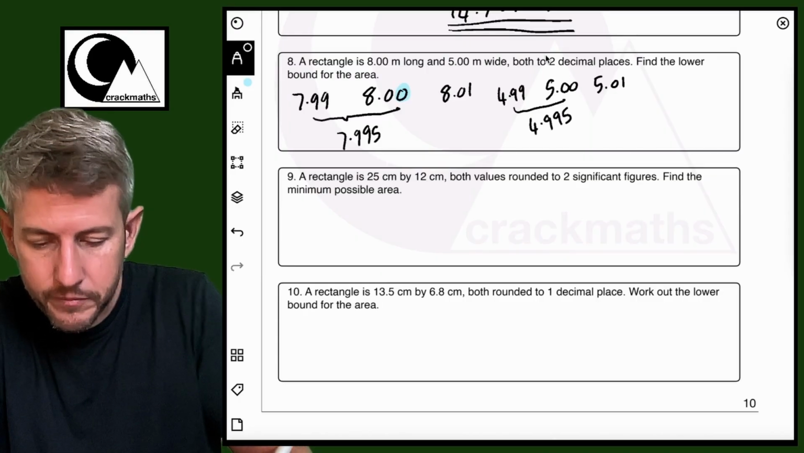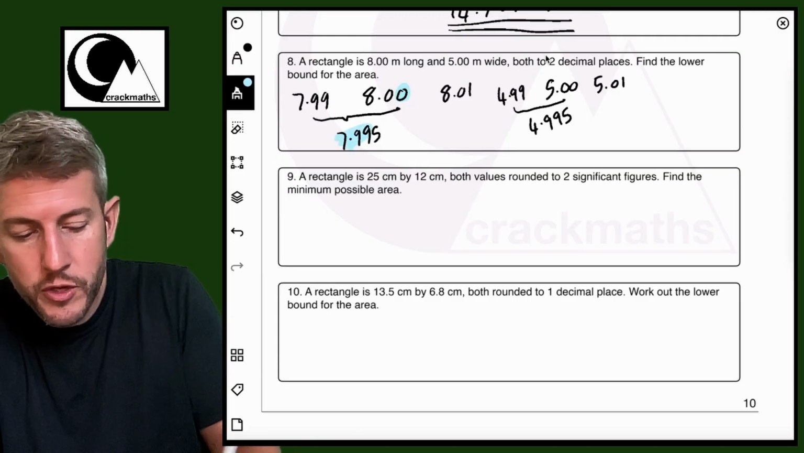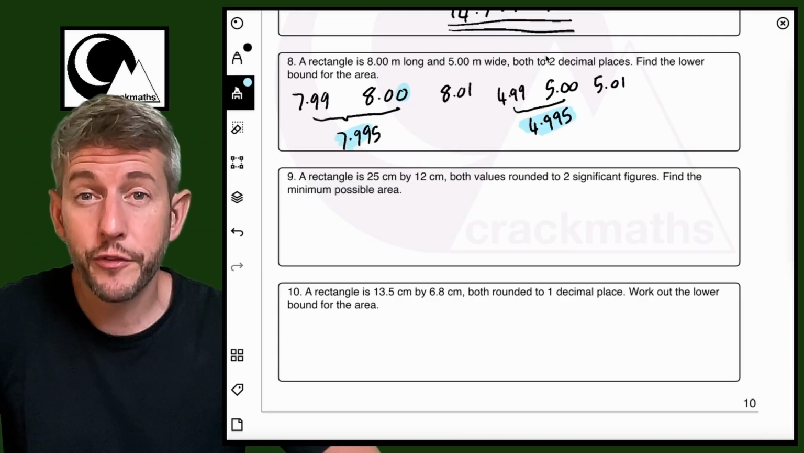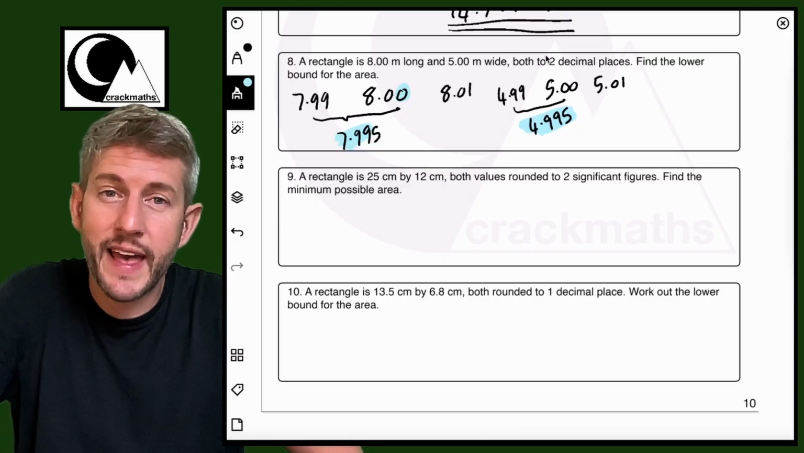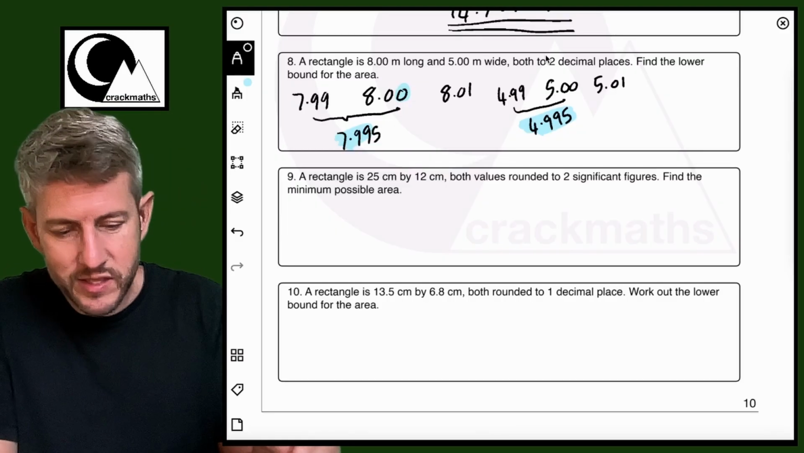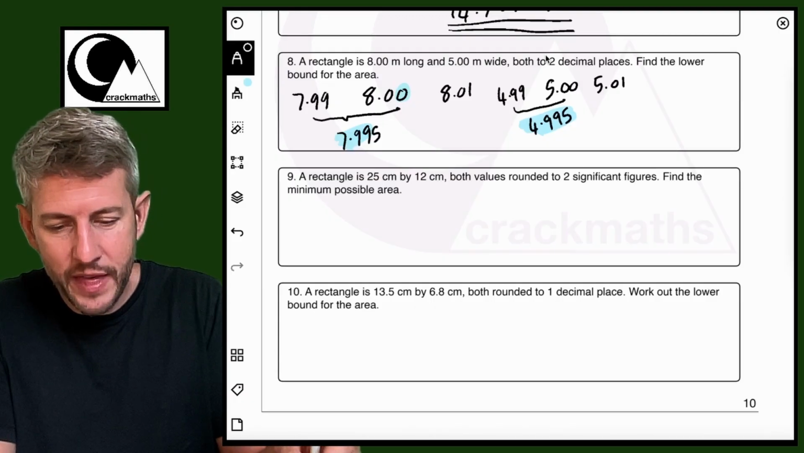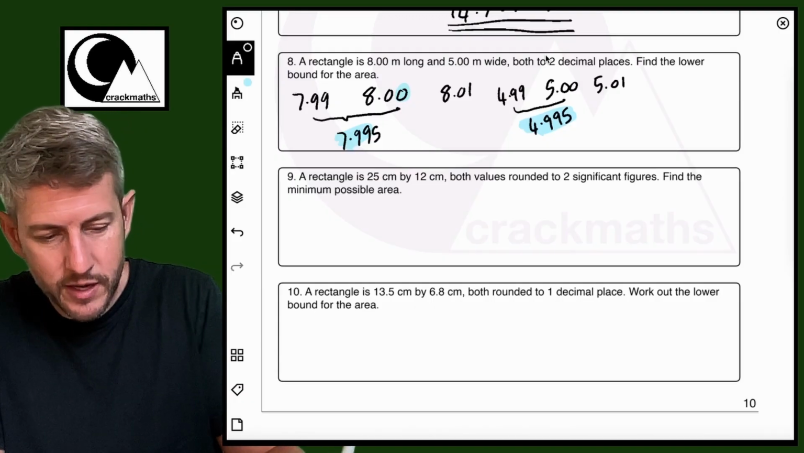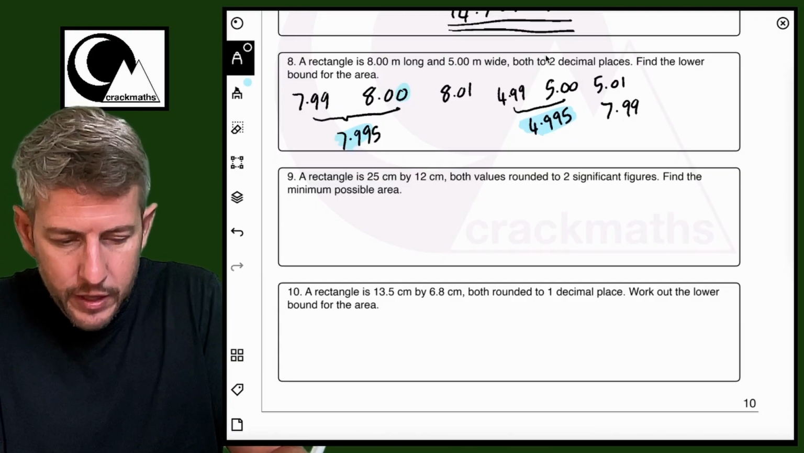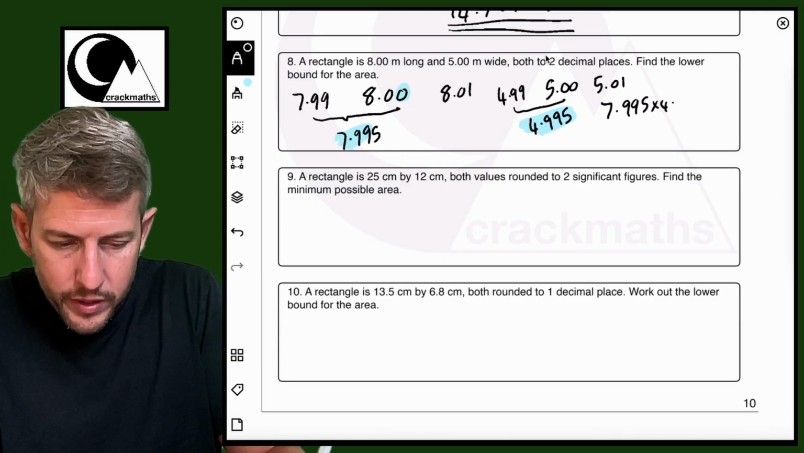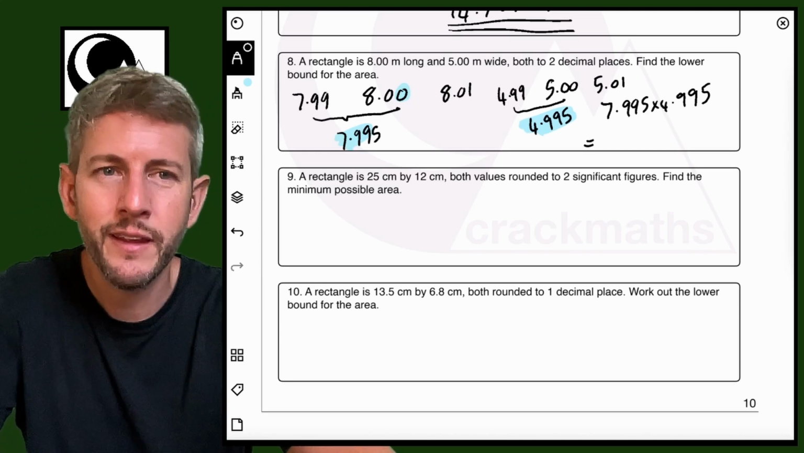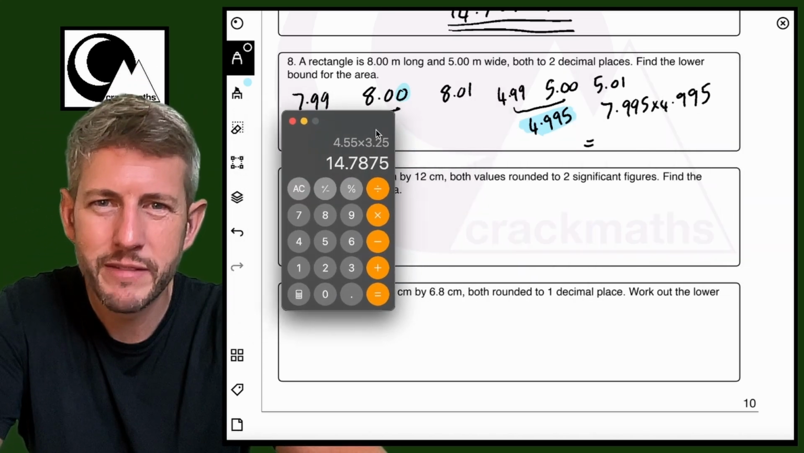So now we've got our two lower bounds, okay? So these are the lowest values that we could have had that would have rounded to 8 and 5 to two decimal places. So let's multiply these together to get the area. We're just doing 7.995 times 4.995, and let's find out what that equals on the calculator. I believe it's going to be something long.